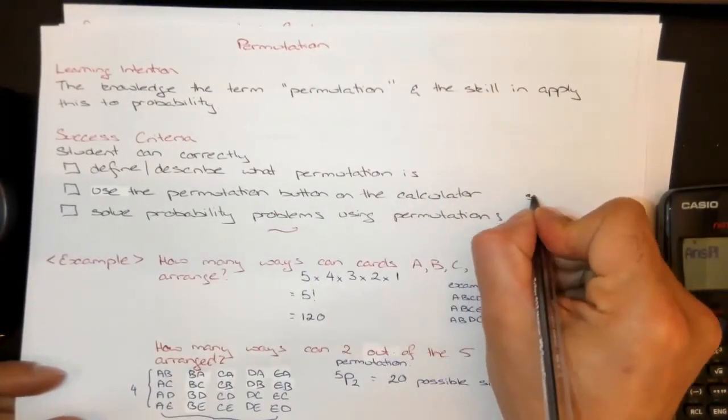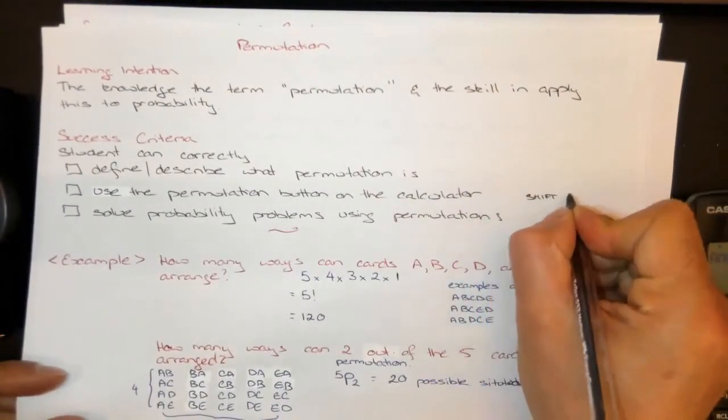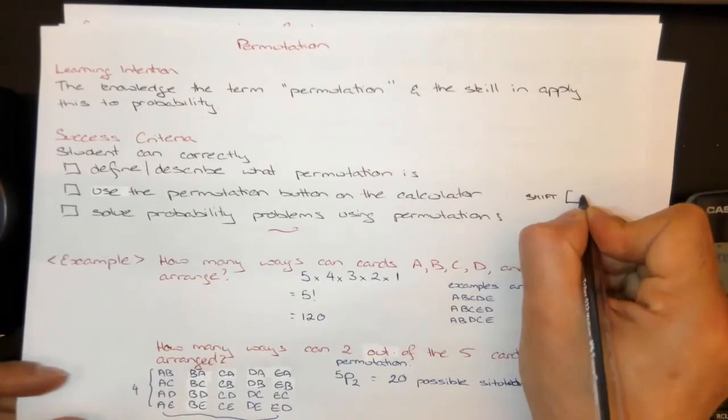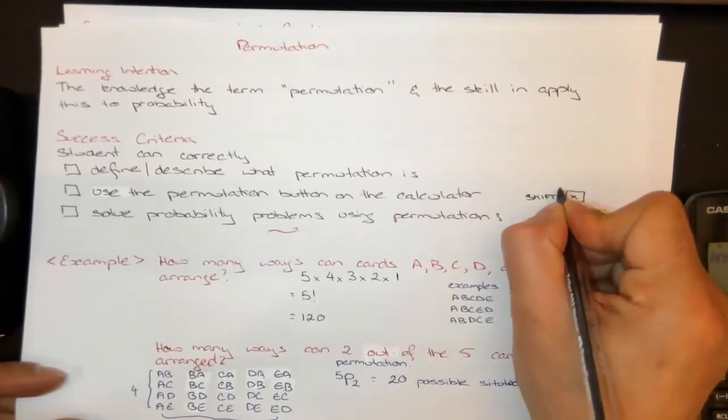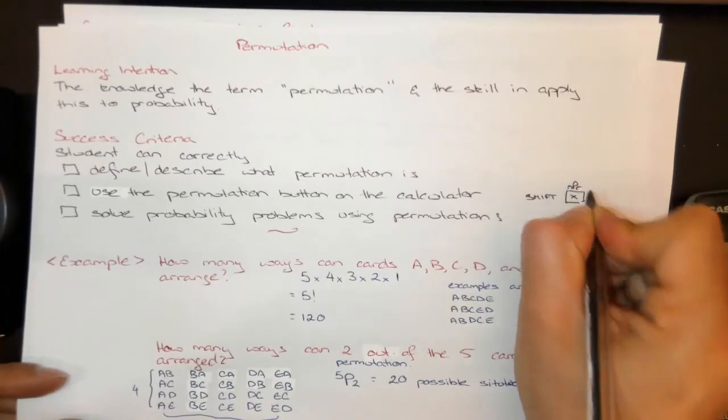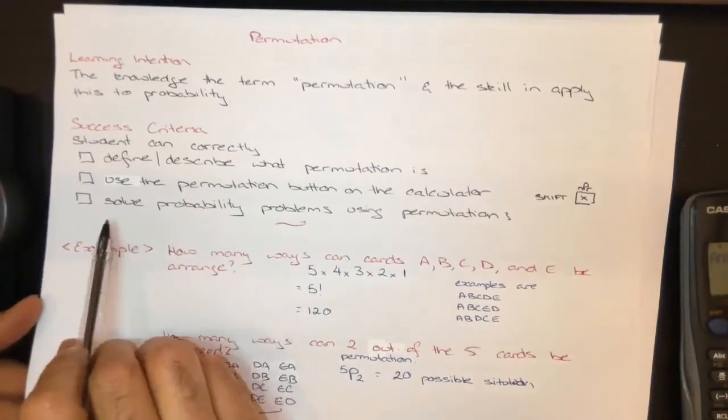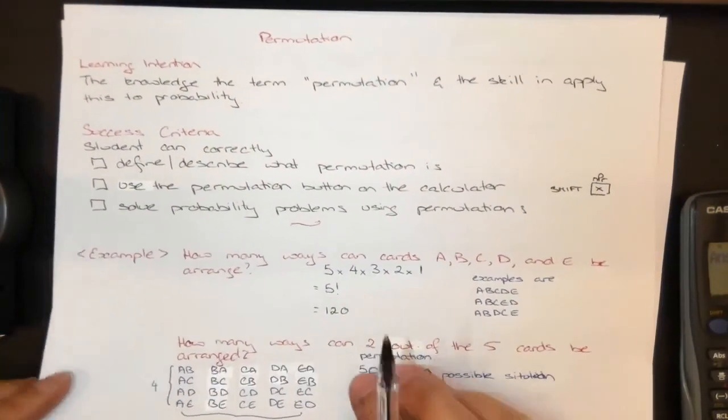So it's the shift and the X button. So we want the small nPr. Okay. And we can use this to solve probability problems using permutations. Okay, good luck.